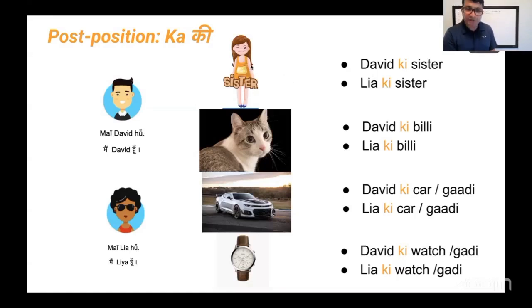For the things that you possess or you show relationship with, if they're feminine singular or plural, you will use ki. So this would be the same, unlike in the masculine case where it is ka and ke, for feminine it's the same, it's ki, right? So sister in Hindi would be behen. So David ki behen, okay, David ki gaadiyan and Leah ki gaadiyan. Beautiful. I hope all of you are at least conceptually familiar with ka, ke and ki now.